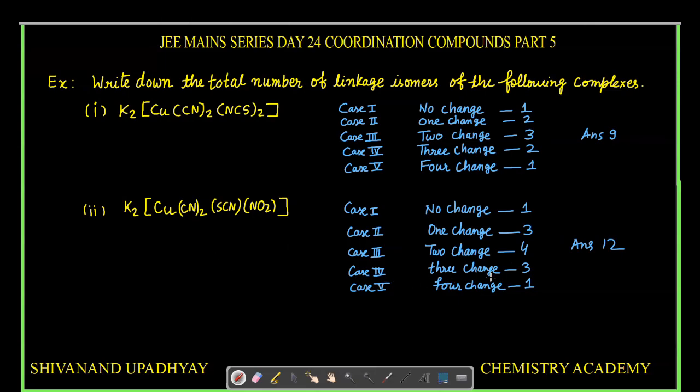In the case of three changes, both CN and one SCN, or both CN and one NO2, or the third possibility is SCN, NO2 and one CN. So there are three isomers possible here, and the last case is four changes. So only one possibility, all four will change, right? So if I add, 1 plus 3 is 4, 4 plus 4 is 8, 8 plus 4 is 12. 12 isomers possible. So linkage isomerism is related to ambidentate ligands.